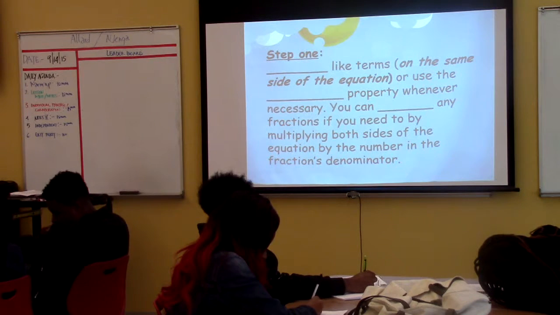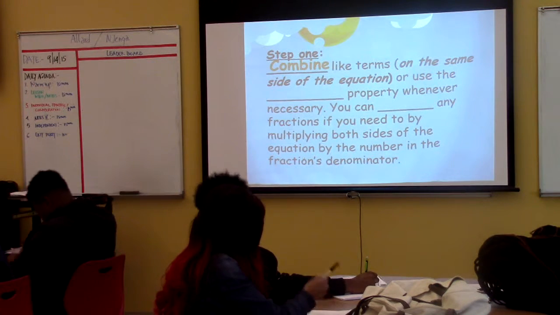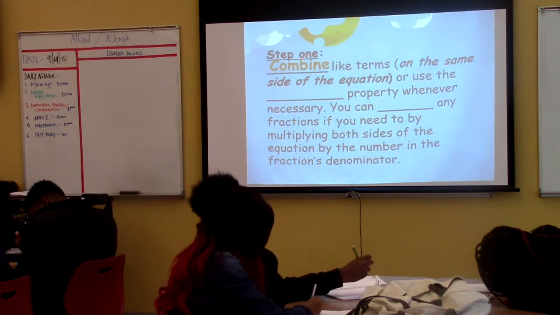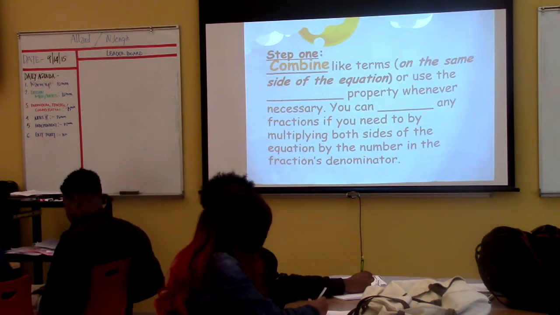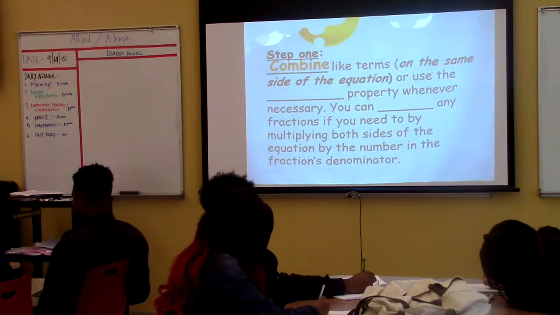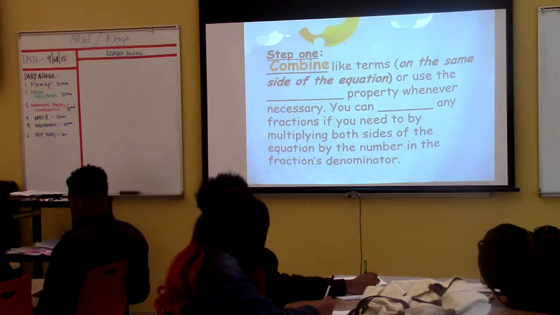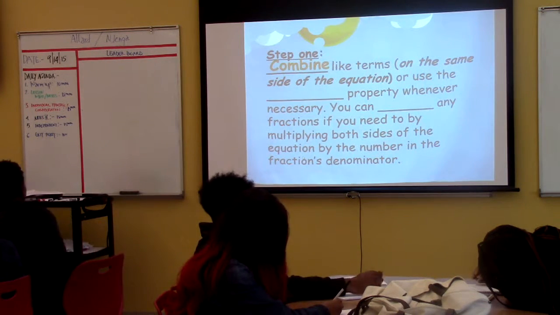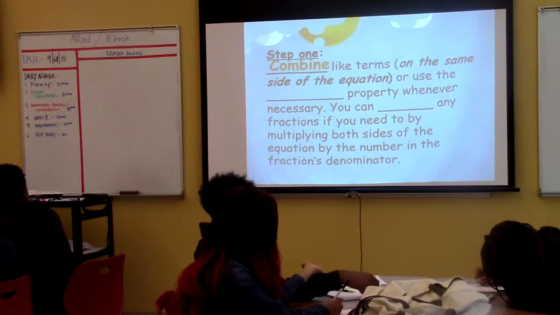So step one, we're going to combine like terms on the same side of the equation. We're going to look at each side of the equal sign and combine the like terms that are there. What constitutes a term?